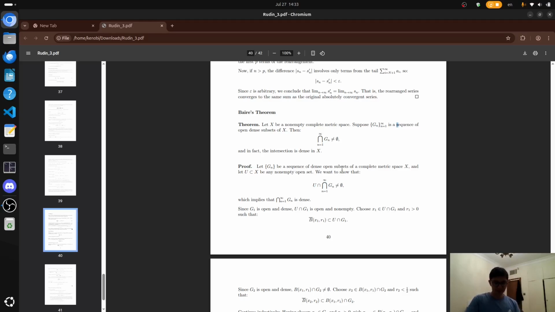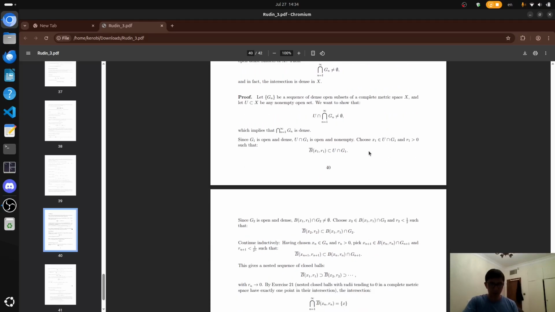The strategy basically is to take smaller and smaller subsets of the sequence of open dense subsets, and since they get smaller and smaller and they're all inside each other, you're going to get that it's not going to be empty, because you can get smaller and smaller and it's still going to be some part of some dense subset. So let's read the proof.